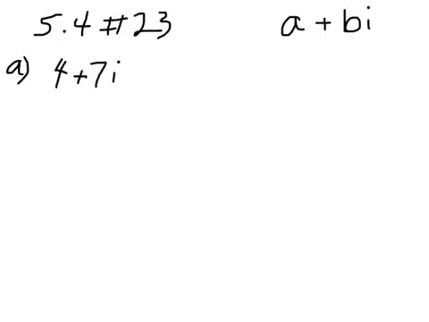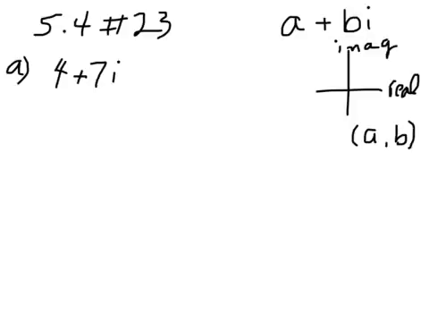In class today, if you were absent, we learned that we could graph these numbers by calling the x-axis the real axis and the y-axis the imaginary axis, and you would graph (a, b) just like it were a point, except the a part is the real part and the b part is the imaginary part. If you just graph it as if it were (x, y), you'll get it right. All right, we have a plus bi.